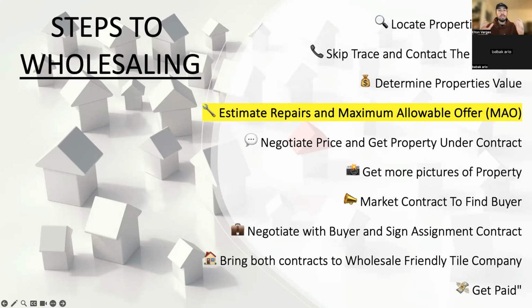One of the major steps, and the one we are going to focus on, is the analysis part. We are going to focus a lot on estimating repairs and understanding offers, and how to analyze and find key factors when analyzing a property, both on the fix and flip side and on the rental side as well.